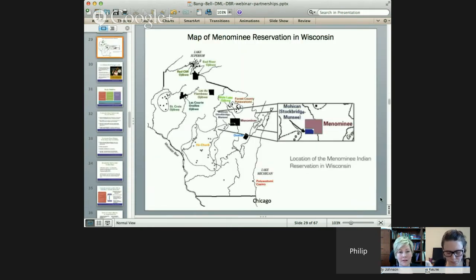One thing I want to say is that so many people have no idea where the Menominee Nation is, and it's in Wisconsin here, so there's an image of that.